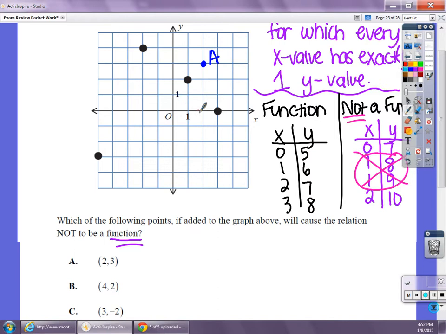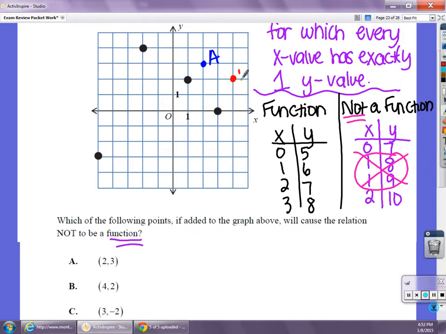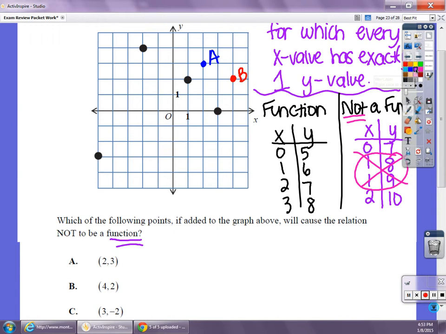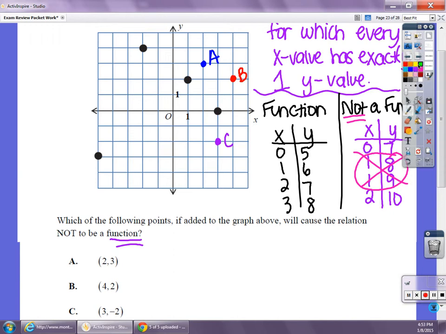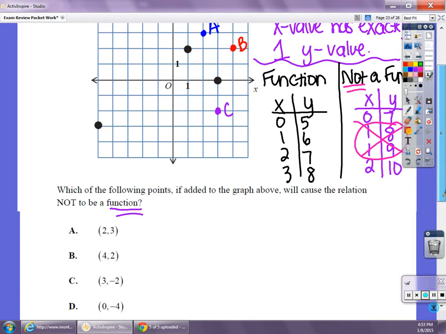Point B is 4, 2. Point at 4, 2 for B. Point C is 3, negative 2. So I'm going to go over 3 and down 2. And point D is at 0, negative 4.